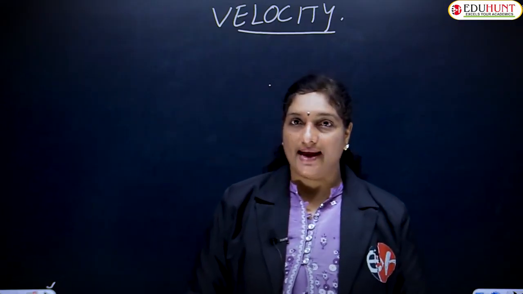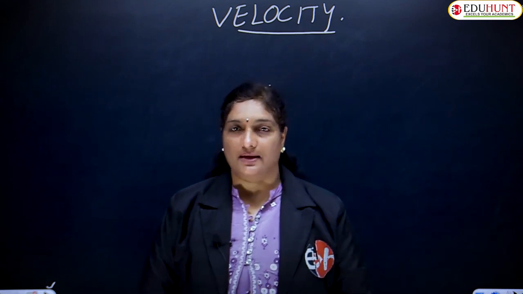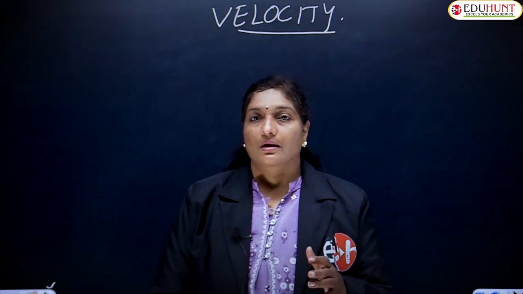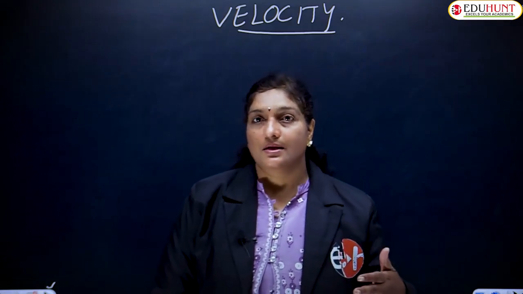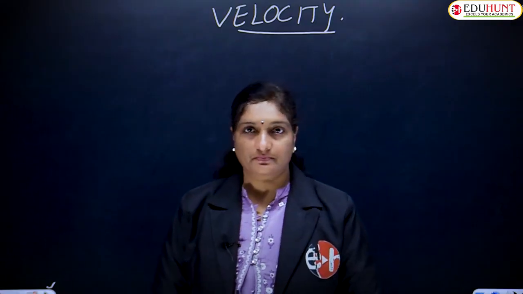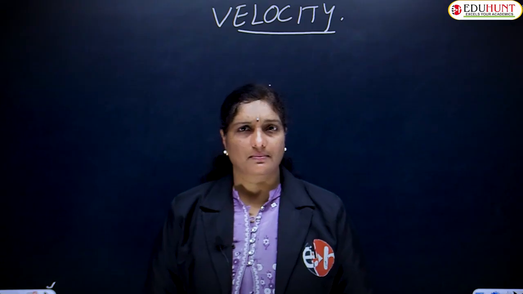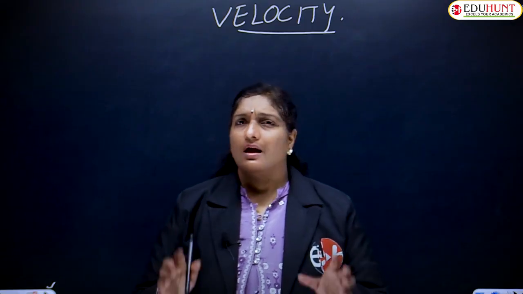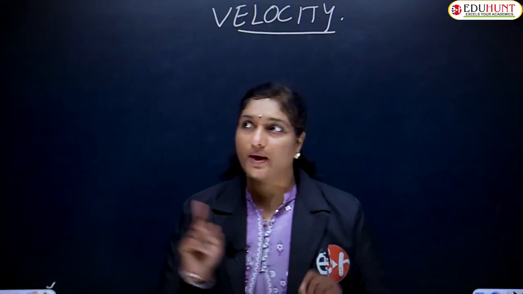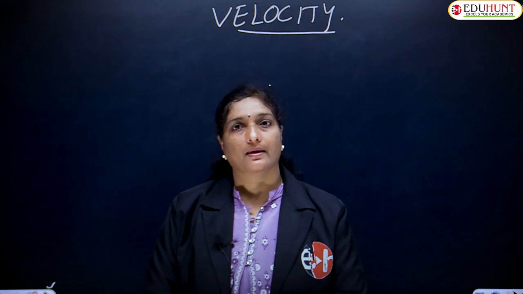Suppose someone says that the speed of the car is 10 meter per second, then we can easily understand that the car covers a distance of 10 meters in 1 second. But still, a question arises in your mind. That is, in what direction is the car moving? Is it towards east, west, north, south, uphill or downhill?